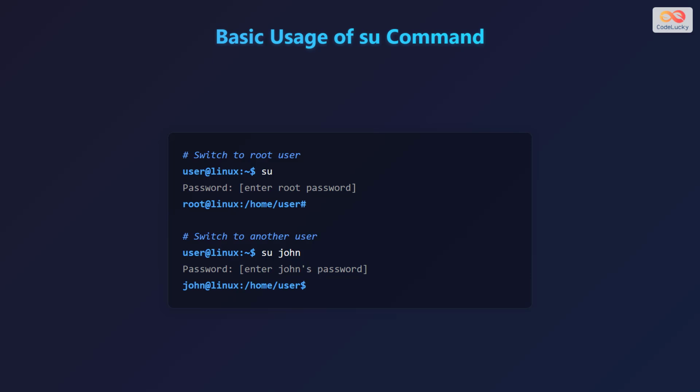To switch to the root user, simply type su in the terminal. You'll then be prompted for the root password. After entering the correct password, you'll be logged in as the root user. Notice how the prompt changes from user at Linux to root at Linux. Similarly, to switch to another user, for example John, type su John. You'll be prompted for John's password. After entering the password, you'll be logged in as John, and you will see the prompt change to John at Linux.